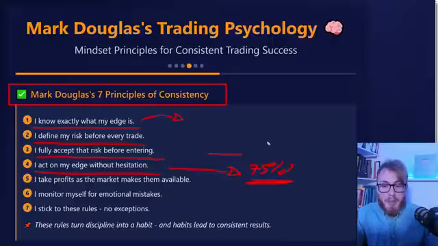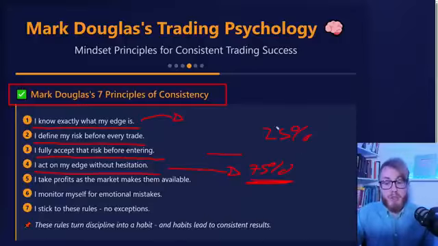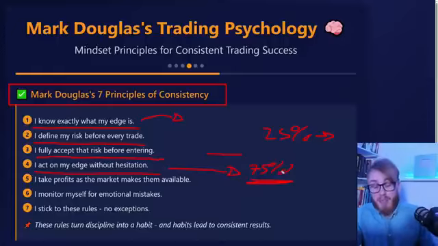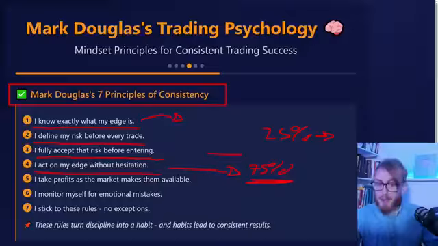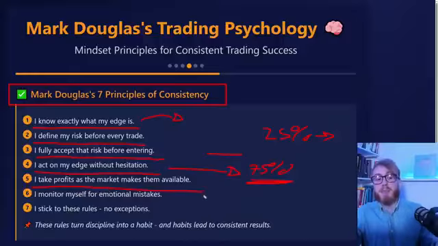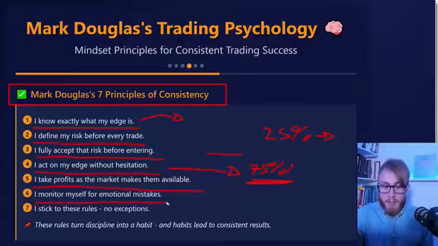Even if maybe you have a loss streak, maybe you know with this setup you have a 25% risk to lose. And let's say that this has happened 3 times in a row. You were super unlucky, lost 3 times in a row, even with a 75% win rate. But as long as you know your setup is correct, you still need to take these trades without hesitating. So here, this one leads into this one, and that is that I take profits as the market makes them available. 6, I monitor myself for emotional mistakes.